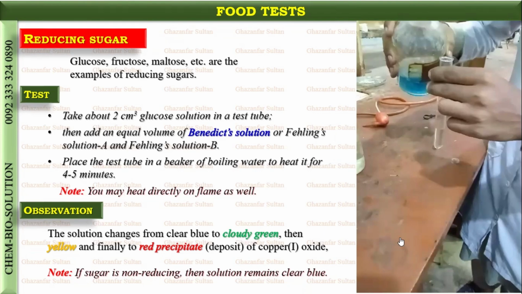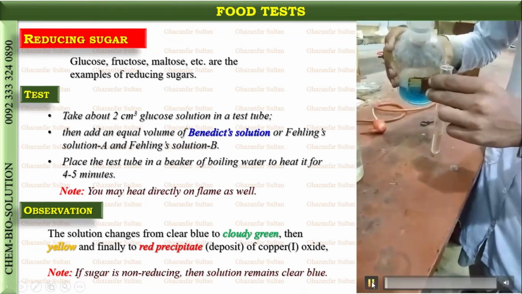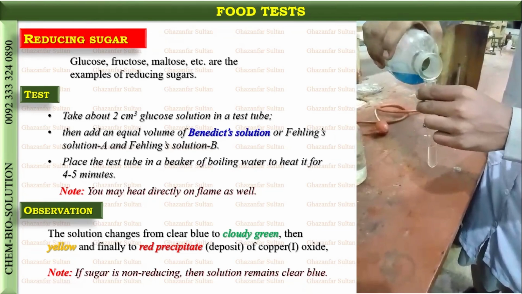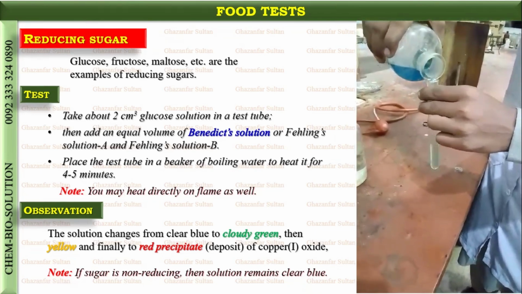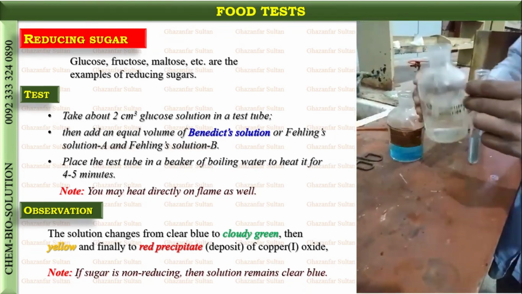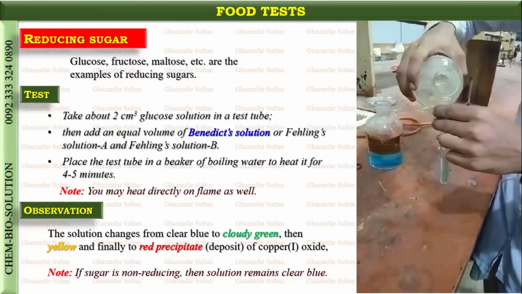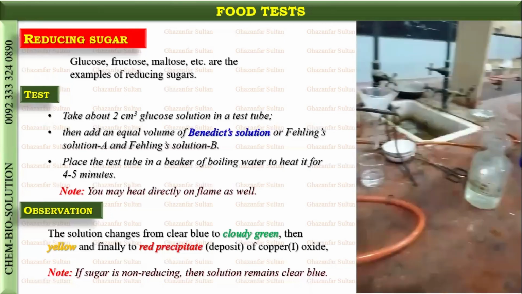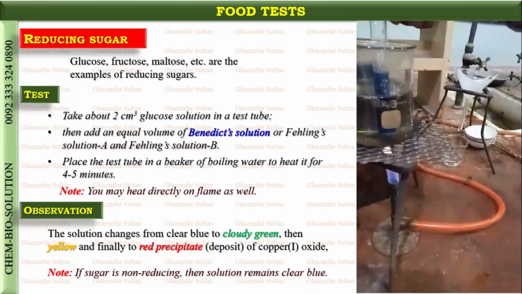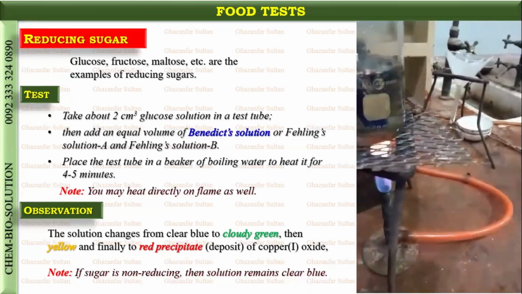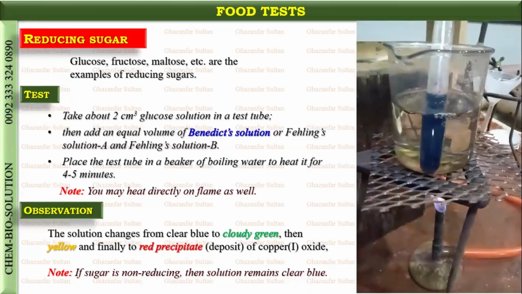Now see, the copper sulfate is added, that is Fehling A solution. Now the Fehling B solution, that is sodium potassium tartrate and sodium hydroxide. Now it becomes dark blue, and now we will put it in the boiling water bath. And during this, you will observe that the color changes.